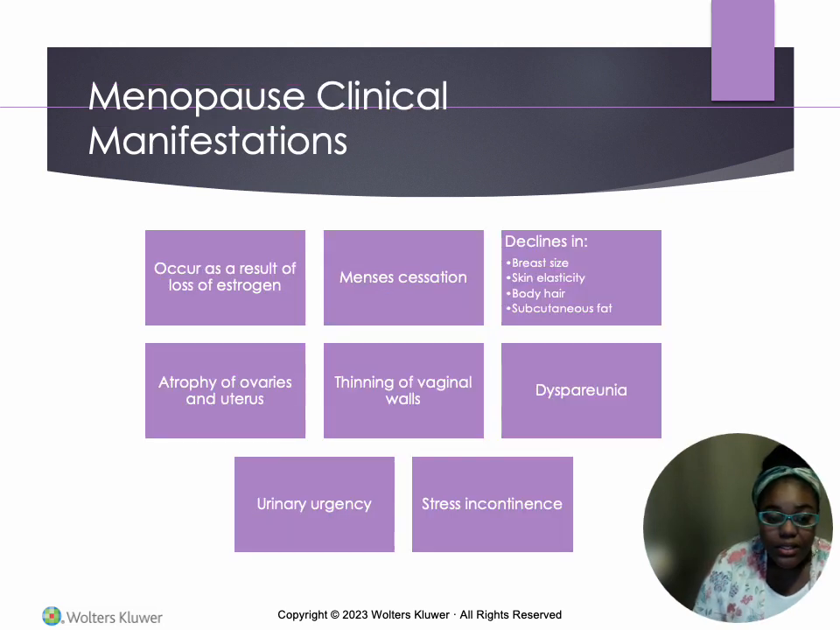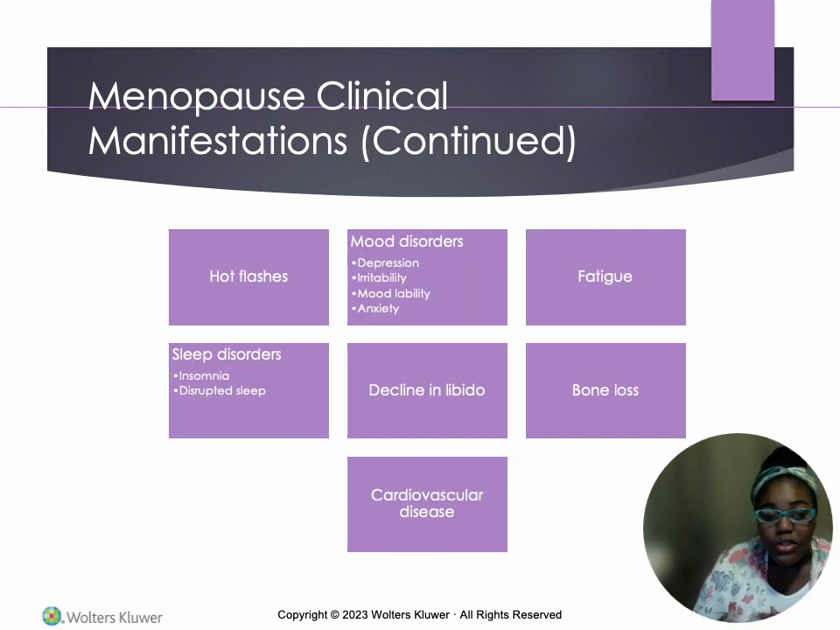So menopause is heavily associated with a loss of estrogen. Again, you have the cessation of your menstrual cycle, or amenorrhea. You may see a decline in your breast size, the elasticity of your skin, your body hair, and your subcutaneous fat decreases. You may see the atrophy of the ovaries and the uterus, so they're no longer usable. You may see the vaginal walls or the uterus thinning. You will see urinary urgency, even stress incontinence, or you may see dyspareunia. More severe symptoms include hot flashes and mood disorders.